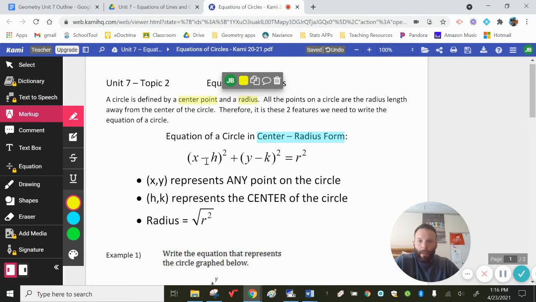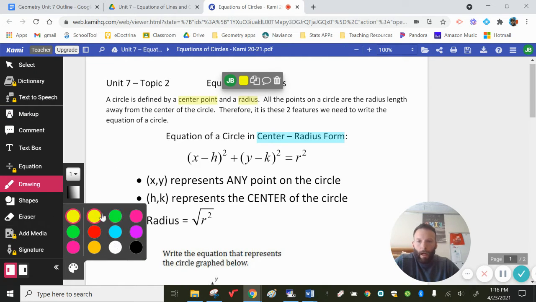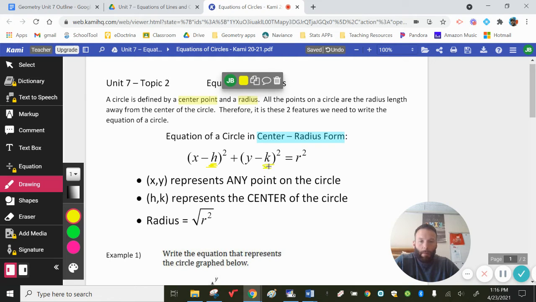So you see, in this equation, you have this h term that's right here, this value of h. Now, h is just representing a number, and so is k. Those numbers are the coordinates for the center of the circle. So whatever the center point is of the circle, you're going to plug those in for h and for k.